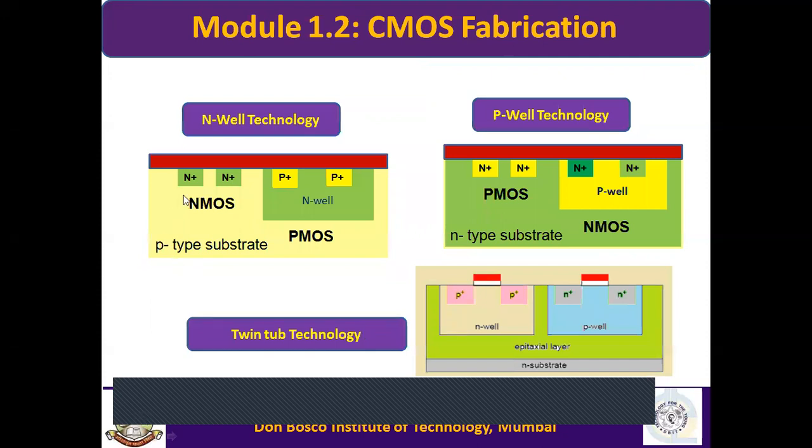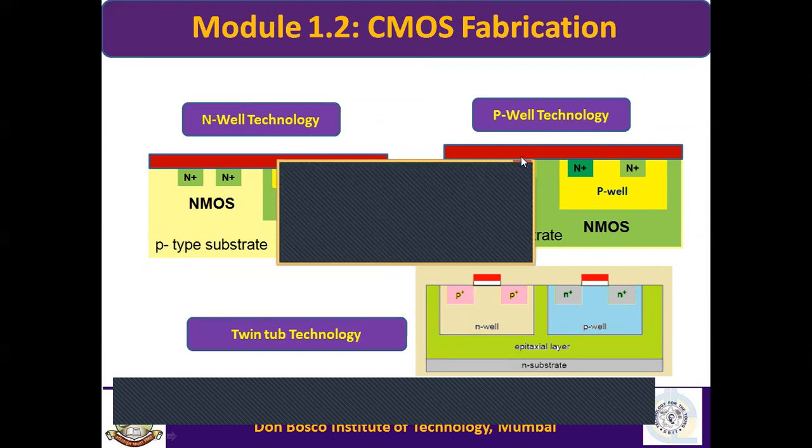So see, what is CMOS? You understand here, I have shown you 3 pictures. What are the different technologies available? One is called N-well technology. The other is called P-well technology. And the third is called twin tub technology.